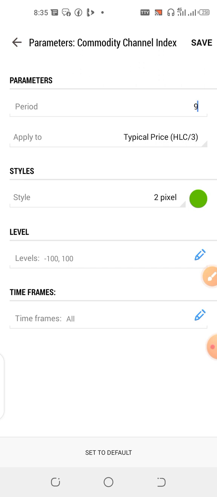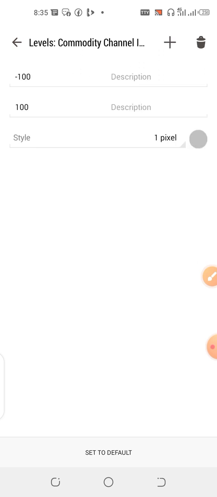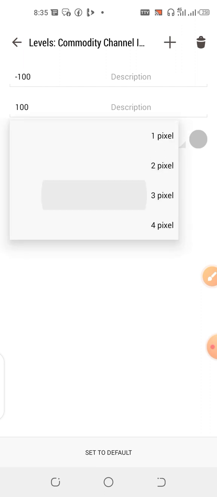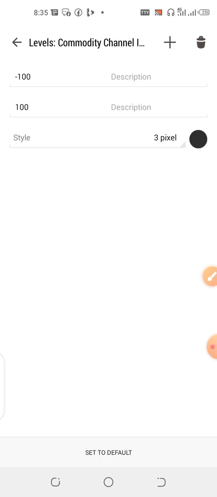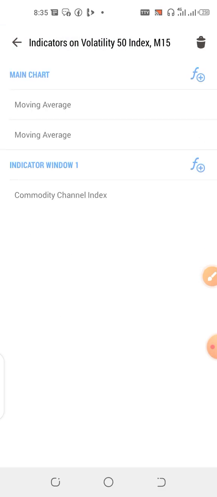Then your level. Are you seeing your level, guys? You have -100 and plus 100. Then the style, use 3 pixel, any color of your choice, guys. I use black. Then I click save.